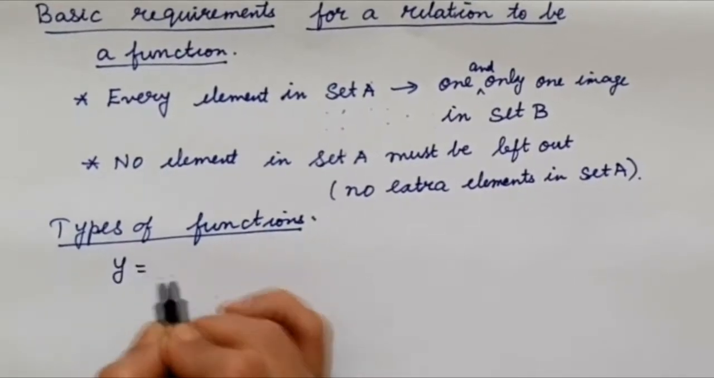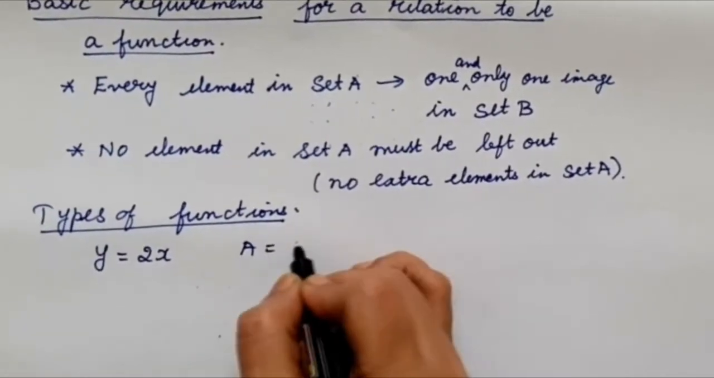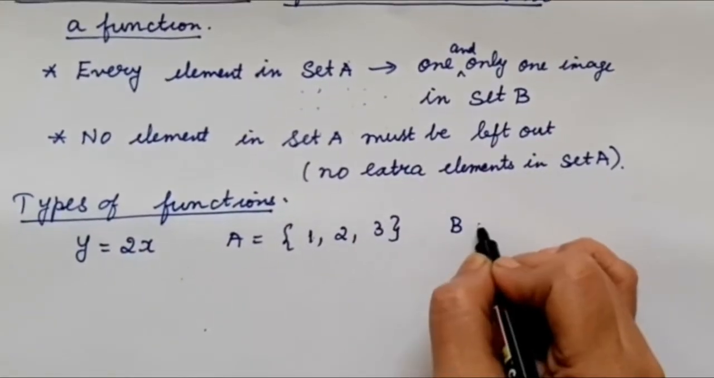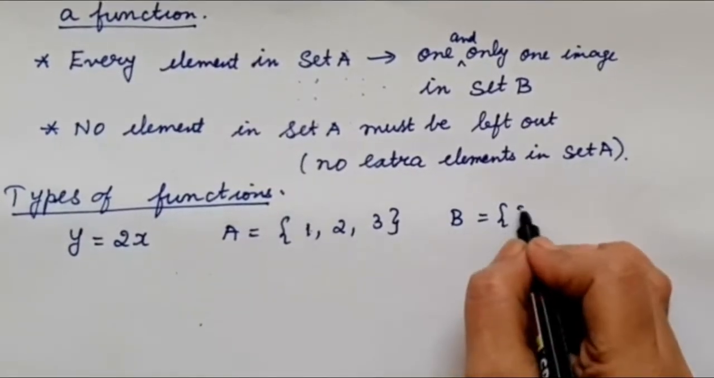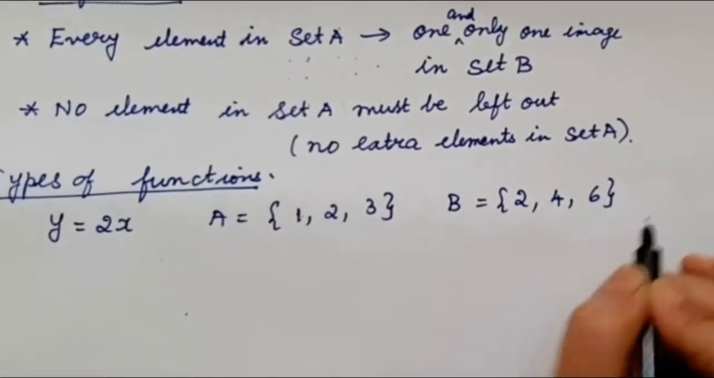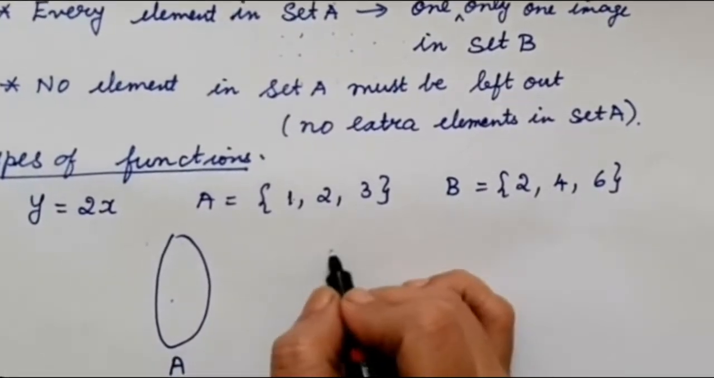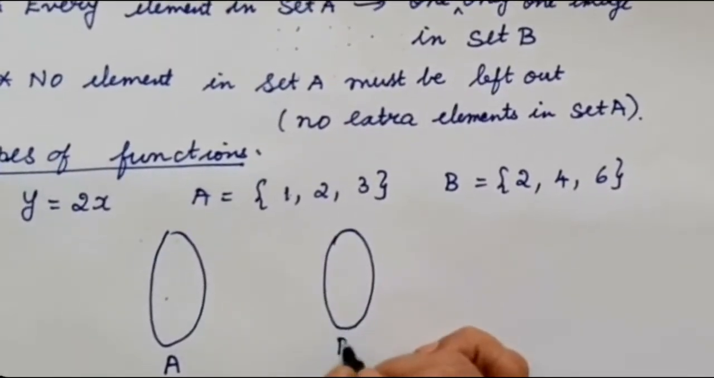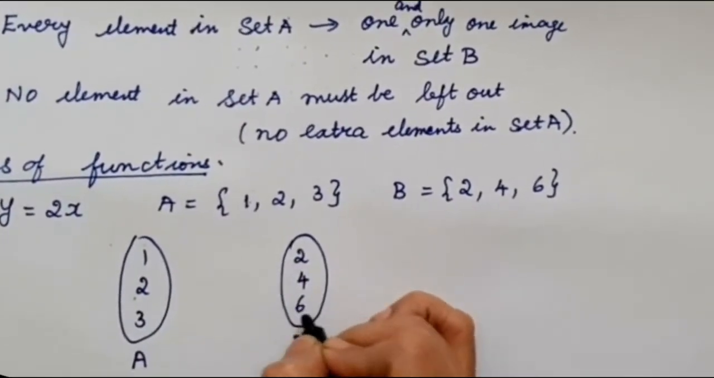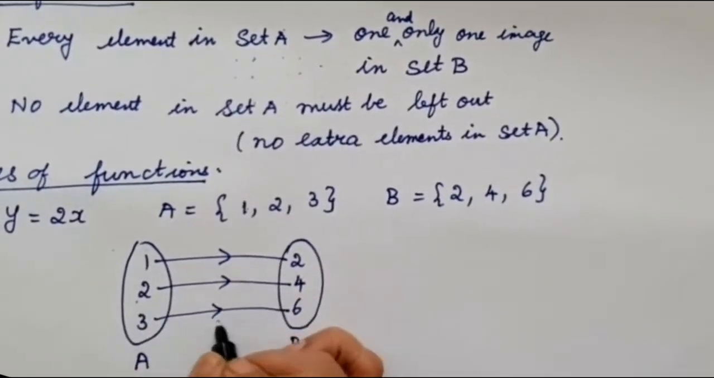Now we'll see the types of functions. Suppose we have y equal to 2x and our set A will have the elements, we'll just give some elements, 1, 2 and 3. So automatically our set B will be 2 multiplied by 1 is 2, 2 multiplied by 2 is 4, 2 multiplied by 3 is 6. Representing it in set notation, this is the set A and this will be the set B. Here we have 1, 2 and 3, and here we will have 2, 4 and 6. So 1 is mapped onto 2, 2 is mapped onto 4 and 3 is mapped onto 6.